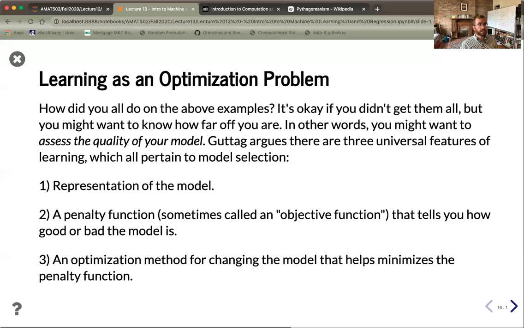The second is we need a penalty function, which is sometimes called an objective function, that allows you to assess how good or badly you're doing. And then finally, we need a method which allows us to go from worse performance to better performance, or one which allows us to minimize the penalty function.